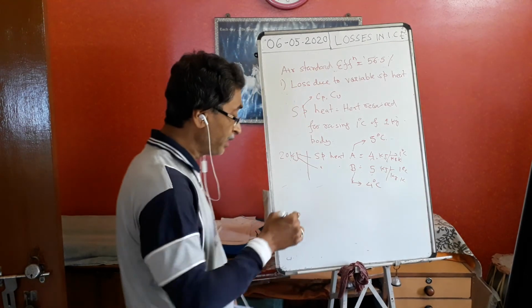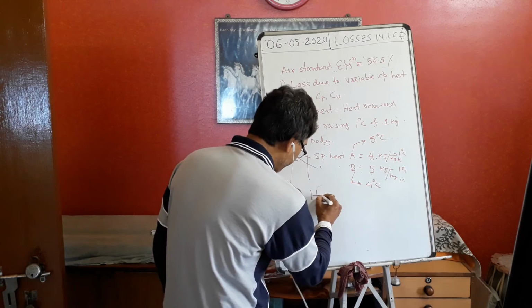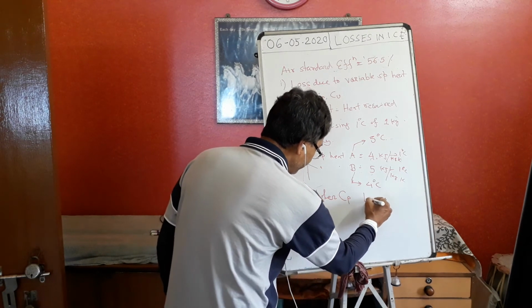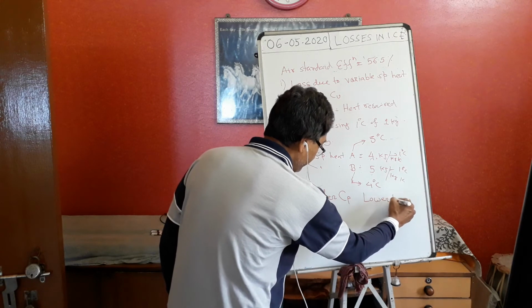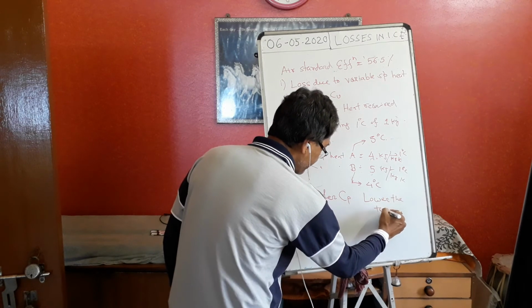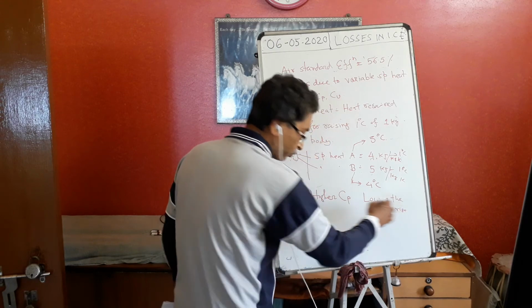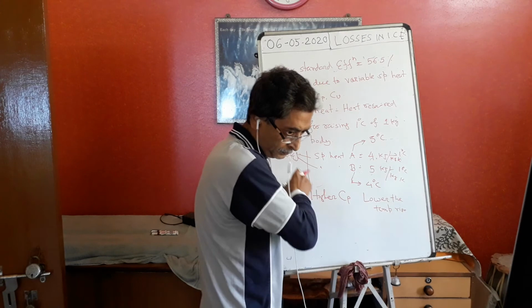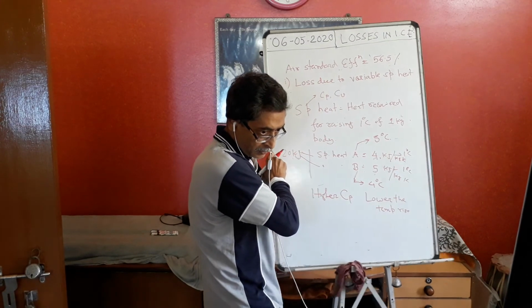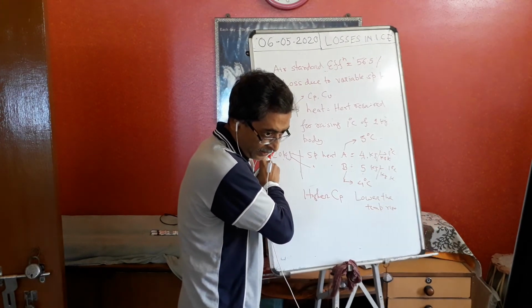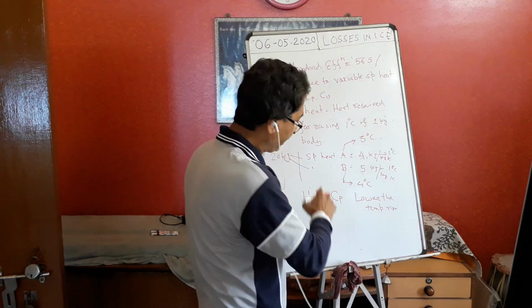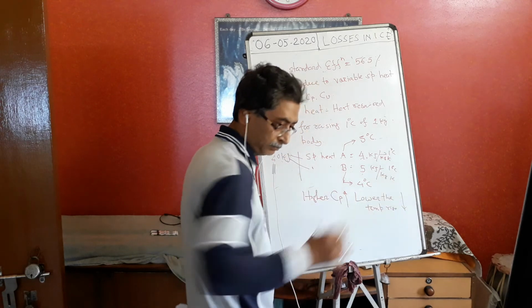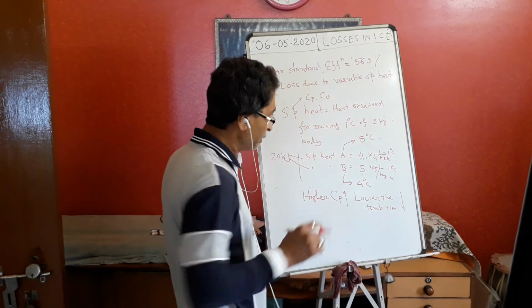Then what is the conclusion? The higher the specific heat, the lower the temperature rise. So this is the main thing. The higher the Cp, that means if the Cp increases, the temperature rise will decrease. That we understand.